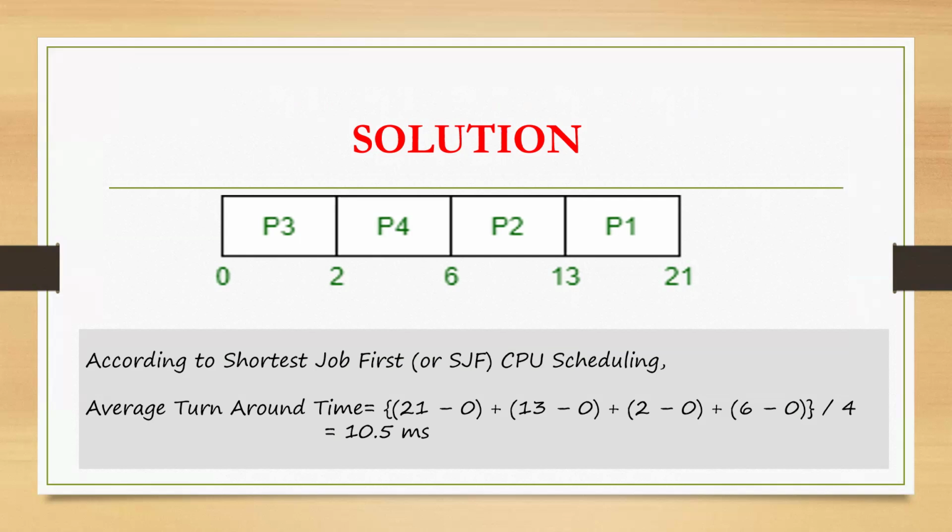Now, according to shortest job first CPU scheduling, we have to calculate the average turnaround time for P1, P2, P3 and P4. The P1 completion time is 21, starting time 0, so 21 minus 0. P2 completion time is 13, so 13 minus 0. P3 completion time is 2, so 2 minus 0. And P4 completion time is 6, so 6 minus 0. So likewise, 21 minus 0 plus 13 minus 0 plus 2 minus 0 plus 6 minus 0, divided by the overall 4 processes. So we get 10.5 milliseconds. I hope you understand that SJF.